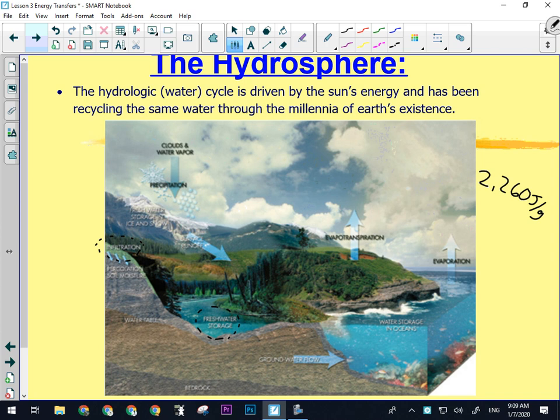So we got infiltration, that's freshwater storage, but it's underground. Freshwater storage above ground is lakes. And then water storage is the ocean. Obviously there's a lot of water there, but it's not drinkable.